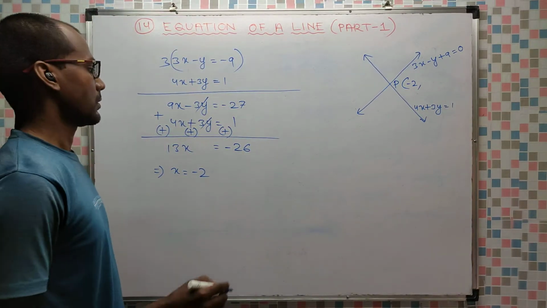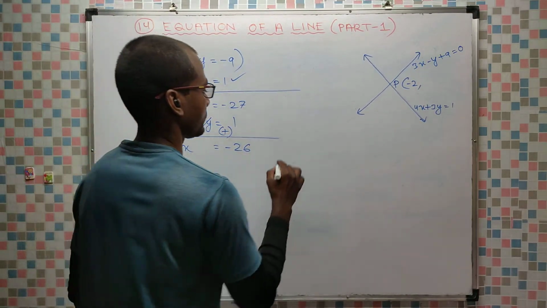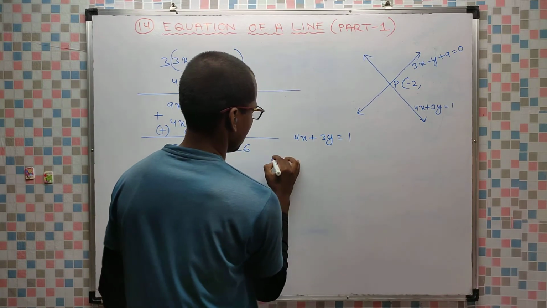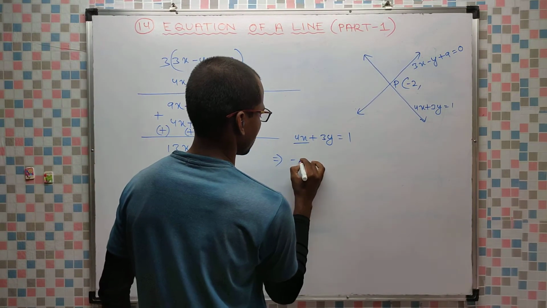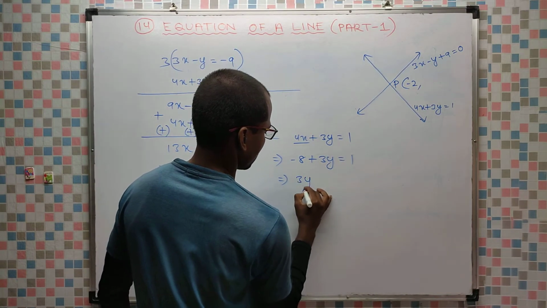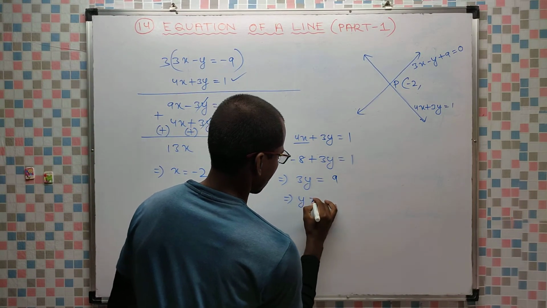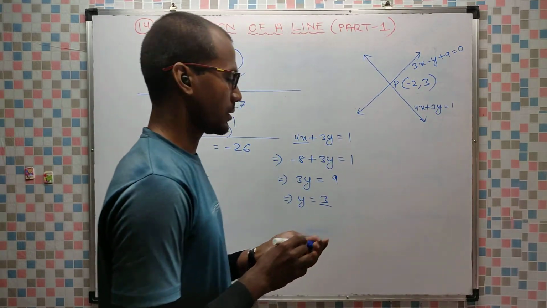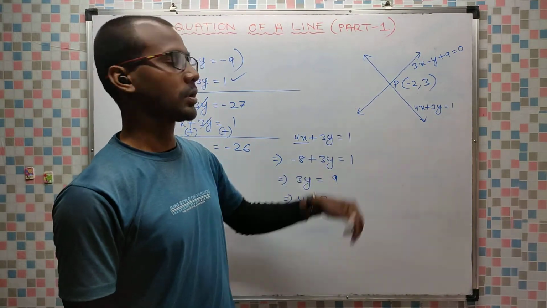Now let us go for y. We can put the value of x in any of the equations. Suppose I will put it in the second equation. 4x plus 3y is equal to 1. This implies that x is minus 2, so put the value here. 4 into minus 2 is minus 8, plus 3y is equal to 1. 3y is equal to 1 plus 8, which is 9. y is equal to 3. So without graph paper, we got the coordinates of the point P, minus 2, 3. And this is the point of intersection.